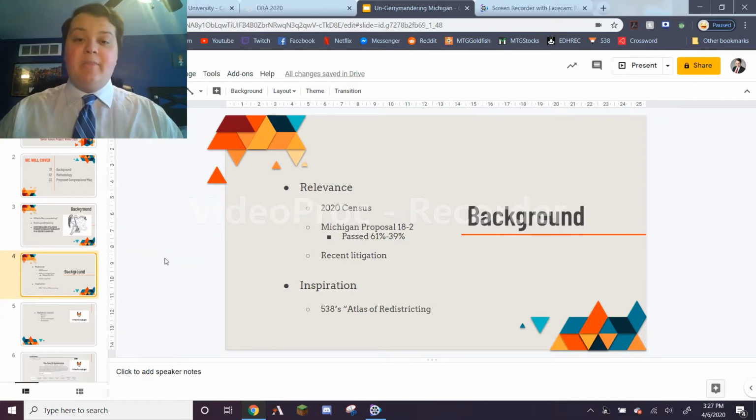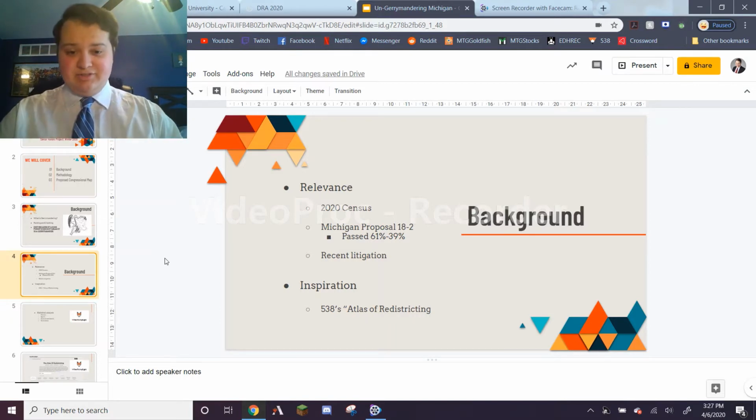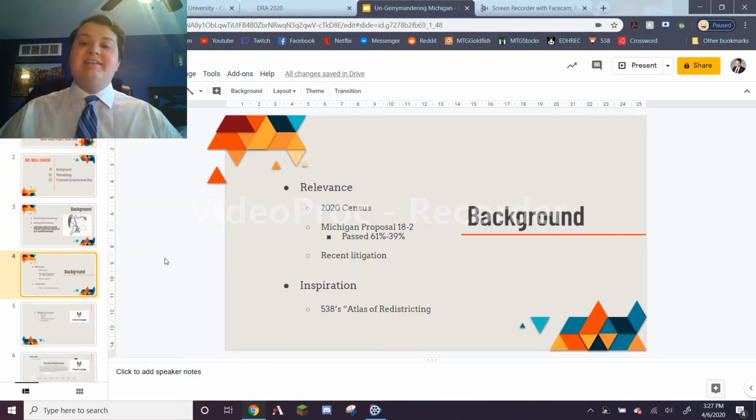Obviously, we're undergoing the 2020 census right now, and with that is the process of redistricting that follows after the census data is released, and those maps will be in place for the 2022 congressional elections. Additionally, with that, we just passed in Michigan Proposal 18-2, or as we knew it in 2018, just Proposal 2, which created a nonpartisan citizen redistricting commission. It passed overwhelmingly 61% to 39%.